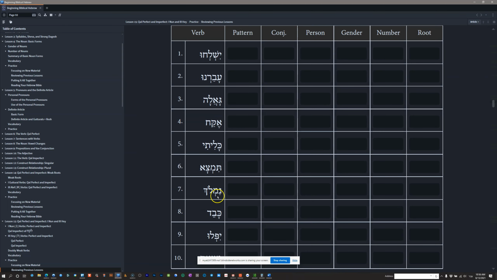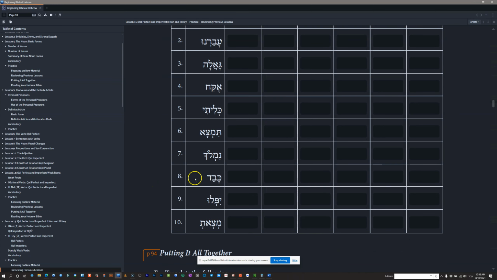Number 7, we've got nemloch. This is perfectly regular, malach. Nun heric prefix indicates cal imperfect 1cp. And then number 8, we've got kaved. This is actually a lexical form. This is because it's stative, it has a serif theme vowel instead of a patach. But this is cal perfect 3ms.